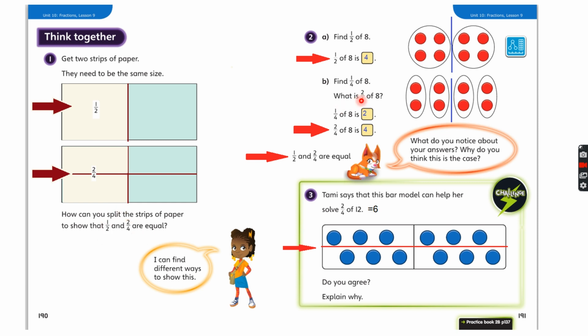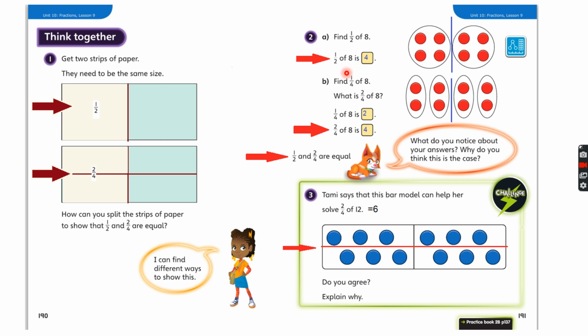Another example. I have here 8 red circles. They are asking me to cut these 8 red circles into 2 groups. Why 2? The denominator says 2. I have to find the half. It says 2 here, so I will cut them into 2 parts. And I have to find the 1 out of 2, the half. How many red circles can you find inside the half? The answer will be 4.